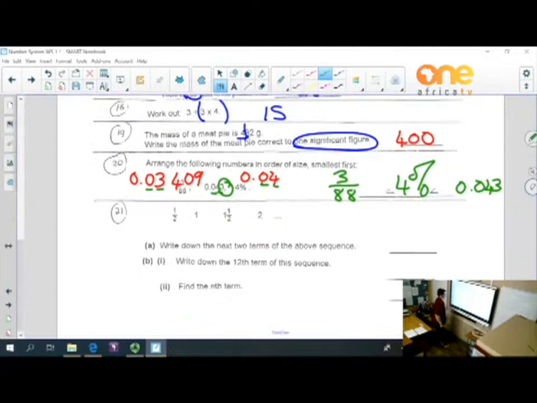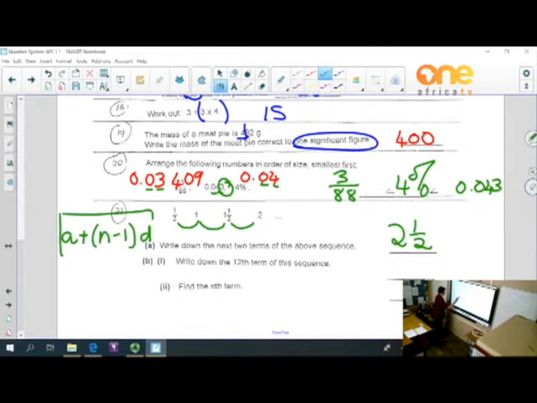Write the next two terms of the sequence. Again, you must find the pattern now. What is common difference? What do I keep on adding? A half, isn't it? So it is 2 and a half. And then write down the 12th term of this sequence. So I will just keep on adding, or I can make use of my formula, a plus n minus 1d. Remember this formula that we looked at now? What is a? What is the first term? A half.